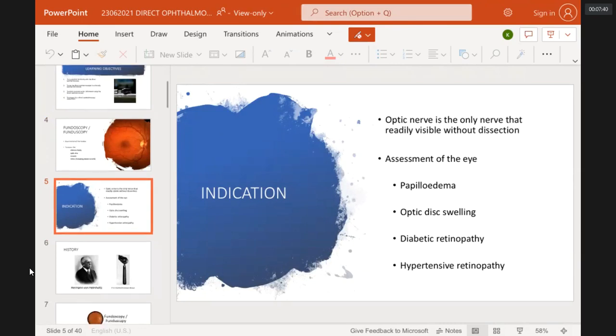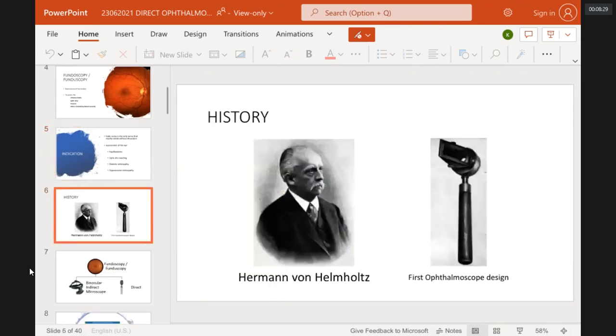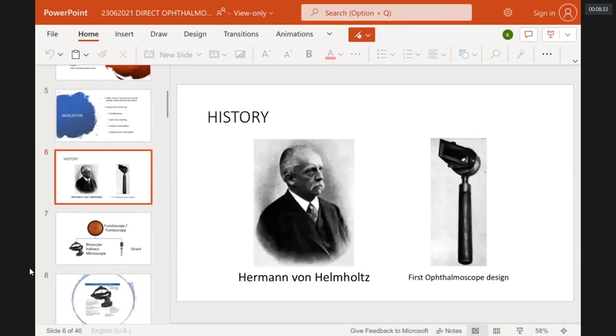Okay, so what are the indications of the funduscopy? Basically, the optic nerve is the only cranial nerve that is readily visible to our eye. And then another thing is the assessment of the fundus. So basically, we are looking for any abnormality to the optic disc, to the macula, or to the vessels, or to the retina. And for you guys, you have to appreciate what is papilledema, which is basically optic nerve swelling secondary to increased intracranial pressure. And then what is optic disc swelling? And then you need to know what are the findings of diabetic retinopathy and also hypertensive retinopathy.